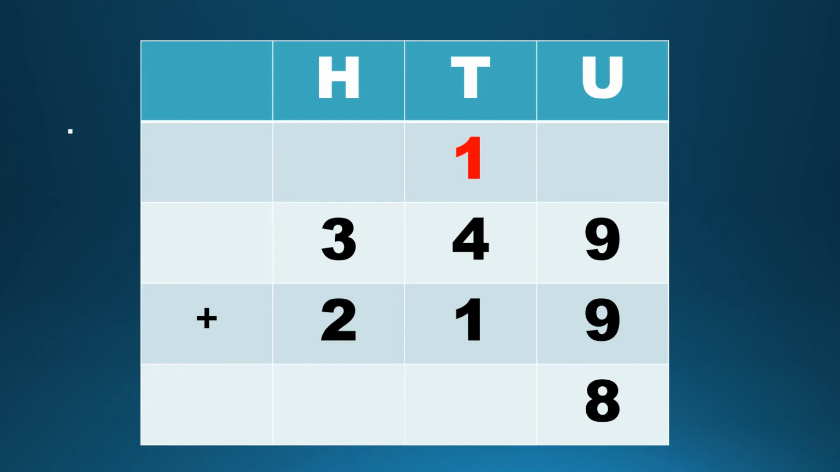So we have 4 plus 1 plus the carryover 1. The answer is 6. What is 3 plus 2 in the hundreds place? The answer is 5. So your answer is 568.